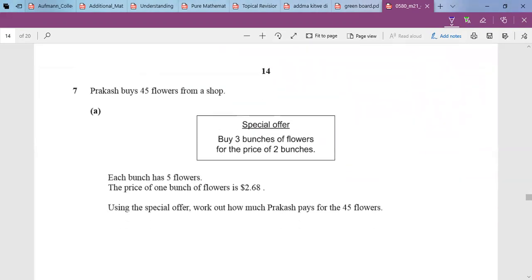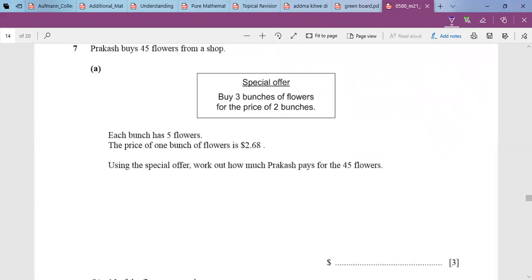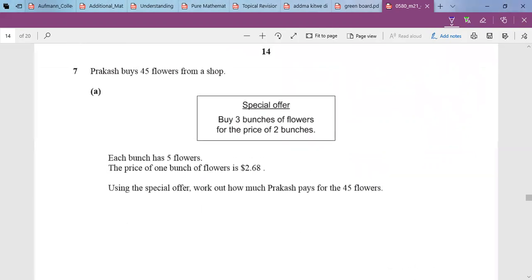Question 7 reads: Prakash buys 45 flowers from a shop. Now, this shop has a special offer: when you buy 3 bunches, you pay the price of 2 bunches.